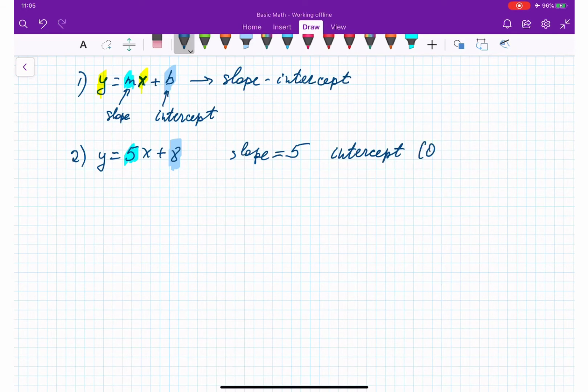is 0 and 8 because intercept is a coordinate. That's why we put in the format of coordinate always. So 8 is our y. Why is it? Because when x is equal 0, we get y is equal 5 times 0 plus 8, which means y is equal 8. And the coordinate is going to be 0 and 8. So what you do with your finger, you can close this 5x, okay, and you will see y is equal 8. So 0, 8.